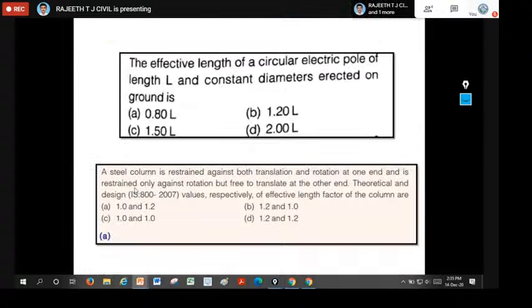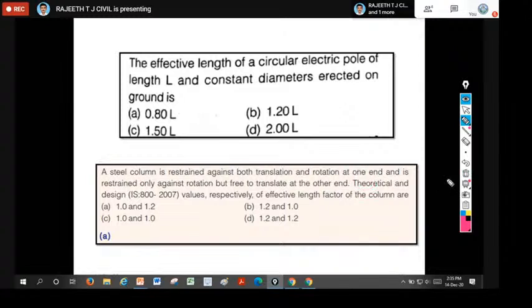Let us go to another question, which was asked recently. A steel column is restricted against both translation and rotation at one end. How can we represent it through a figure? One end is fixed; assume I am drawing the bottom end as fixed. And the other end is restrained only against rotation but free in translation. That is, restriction is given only to the rotation. Here they give a roller support like this. That is the representation.